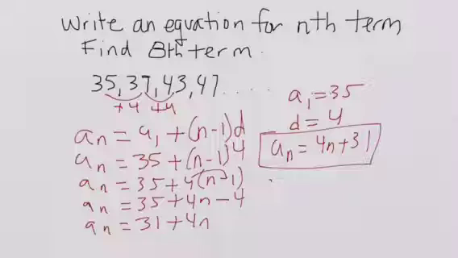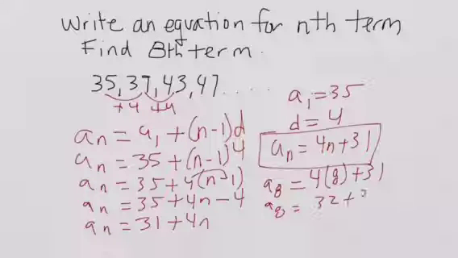In order to find our 8th term, the 8th term is equal to 4 times 8 plus 31. So that's going to be 32 plus 31, which is going to be 63 for our 8th term. And now you've reviewed for your test.